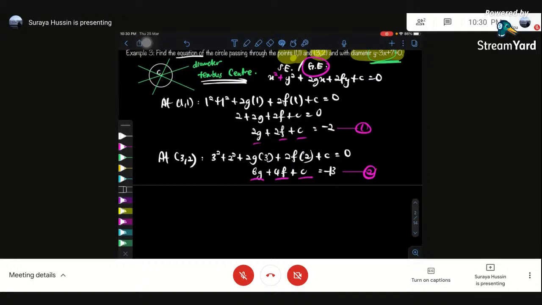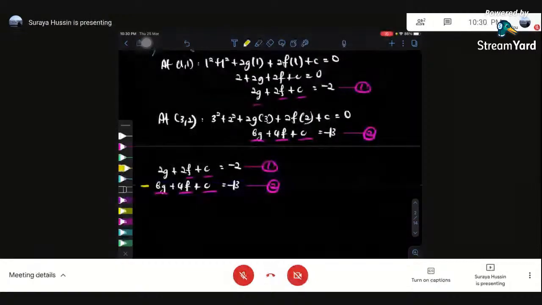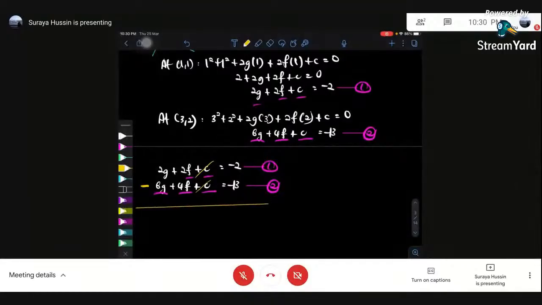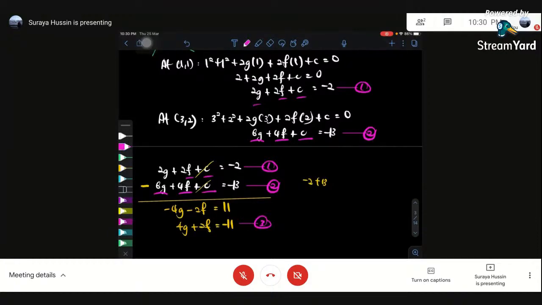Alright. So you nak cancelkan C. You cancelkan C, you kena tolak lah. Betul tak? Jadi bila you tolakkan dia, you akan dapat negative 4G, negative 2F equals to, how many? Equals to 11. But maybe I like positive G better. So I'll do positive G, positive F, negative 11. I'll do that. Okay, sebab saya nak nampakkan positif. Therefore, this is our third equation.